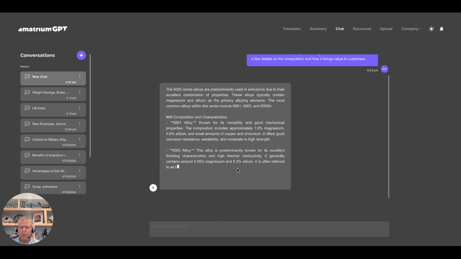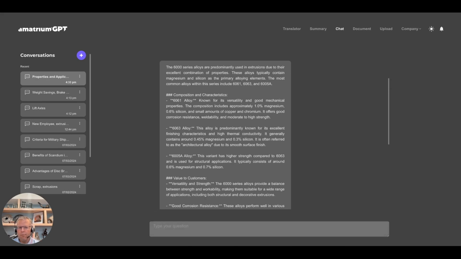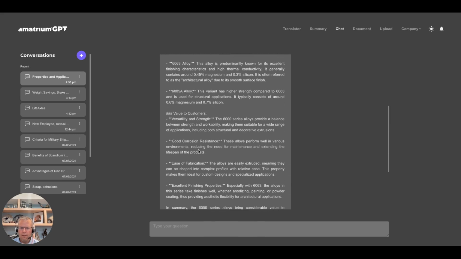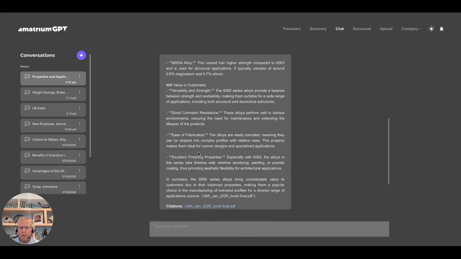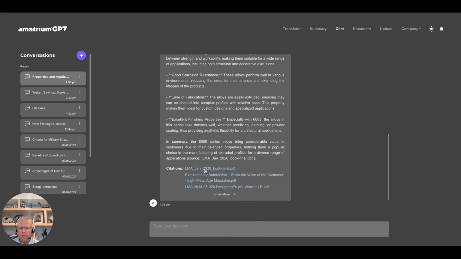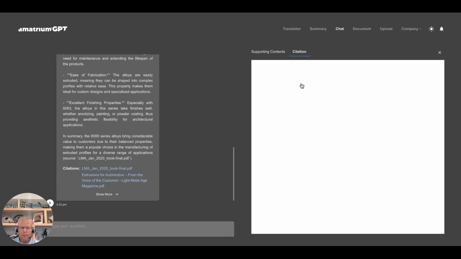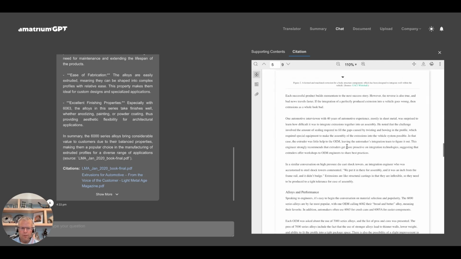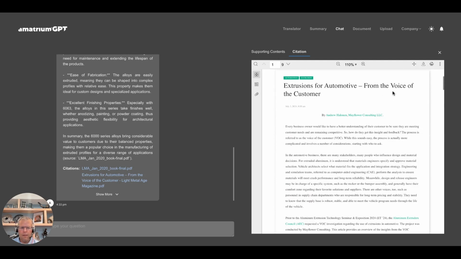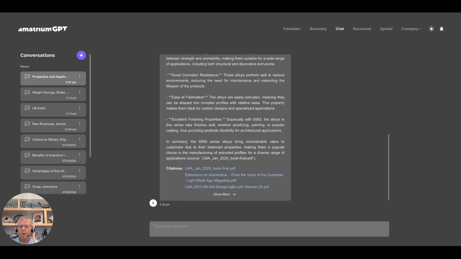And here this answer is generated from the files in the library. We get into 6061, 63, 6005A, the value to the customers, extrudability. And again, we always show that the different resources in the library are available, where the engineer can go in, find out what the citation was, read this content in more detail, and then decide if they want to download or print it here.